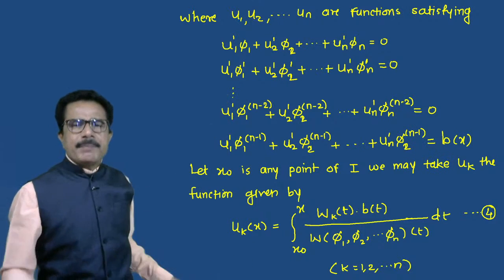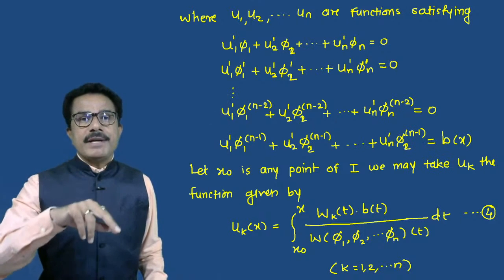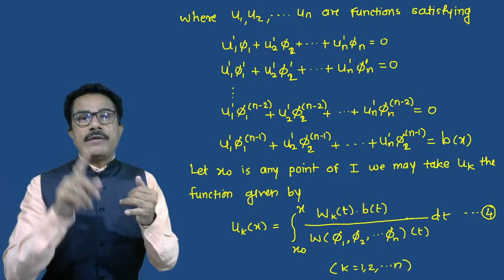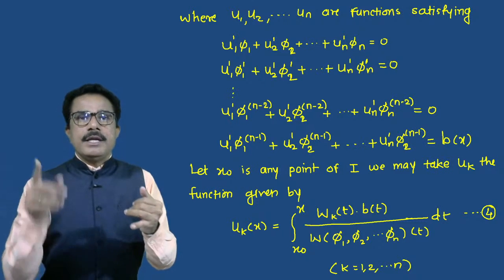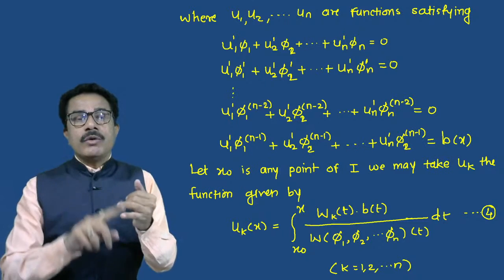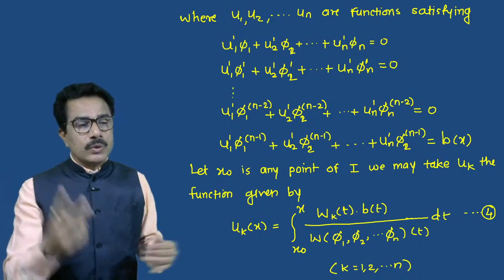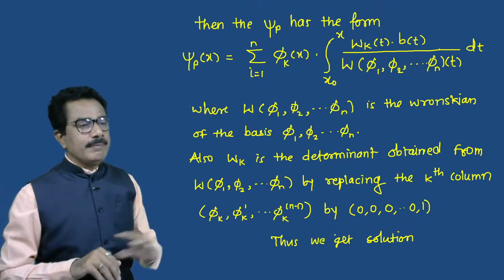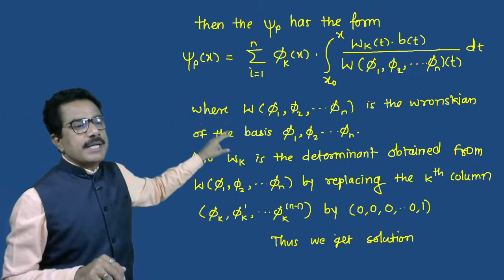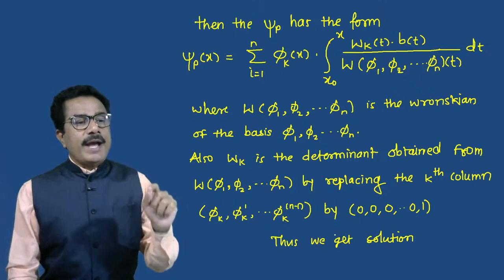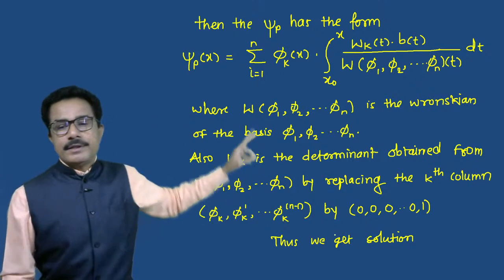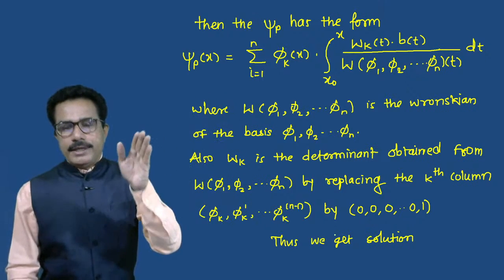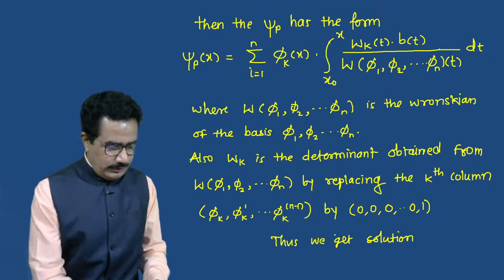This is the same process which we studied in the previous chapter, the non-homogeneous differential equation of order n with constant coefficients. The same theorem we have already seen for the non-homogeneous differential equation of order 2. Now see this, the Psi-P has the form: Psi-P equals the summation over k equals 1 to n of phi k of x into the integral from x0 to x of Wk of t into b of t.